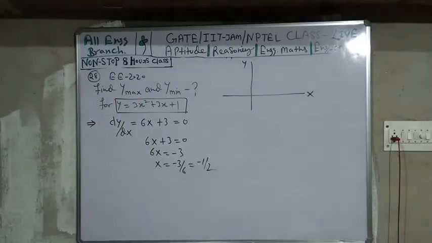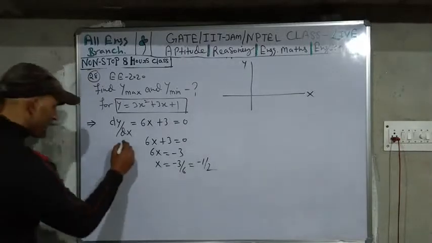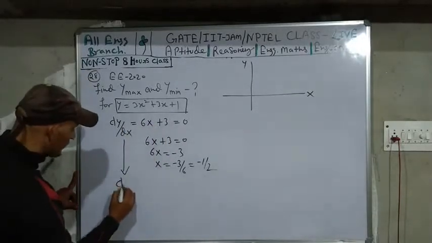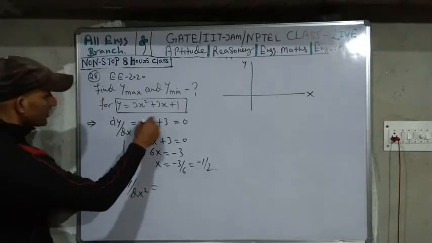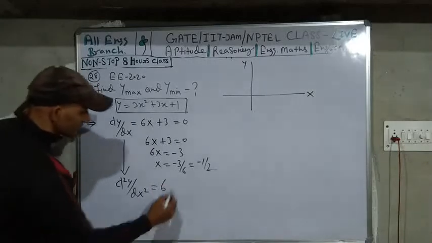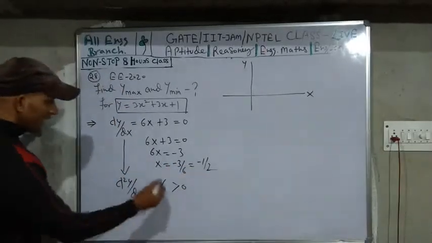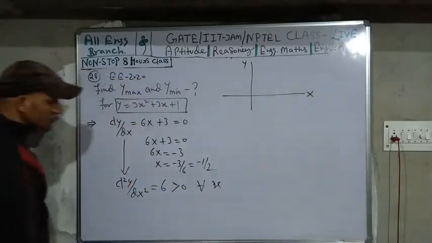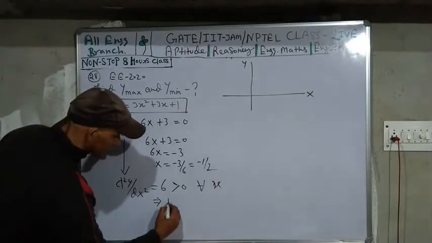Now we will check at this point the double derivative of this function. Your dy by dx is equal to this. Now d square y upon dx square is equal to 6. This is greater than 0. No need to put this value. Every time it is greater than 0 for all x. It implies that if it is greater than 0, this is a minimum.